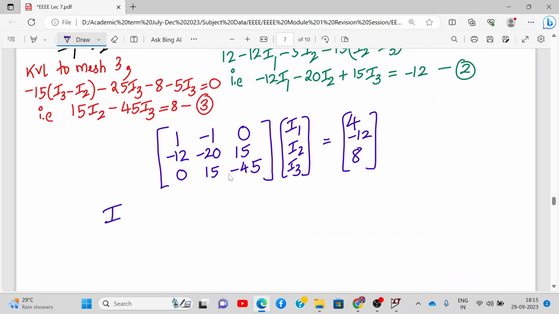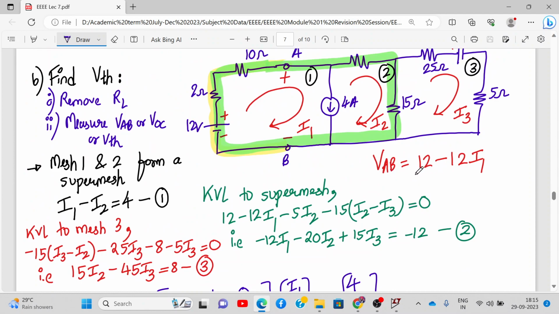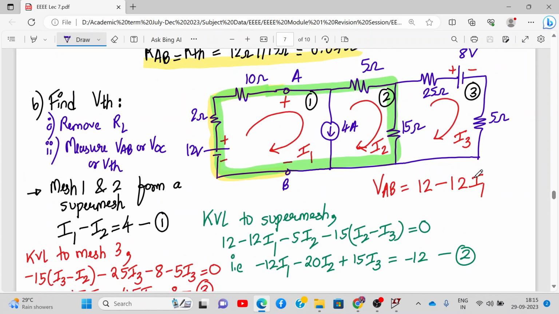And eventually you will get the value of I1 as 208 divided by 81 amperes. And we want this value only. All right, so it comes out to be 2.567 amperes. Then I2 is coming out to be minus 116 by 81 amperes, and I3 is coming out to be minus 796 upon 1215 amperes. All right, so these are the values of I1, I2 and I3, but we have already figured out the value of VAB will be 12 minus 12 I1.